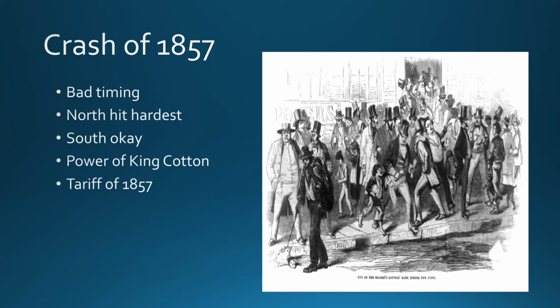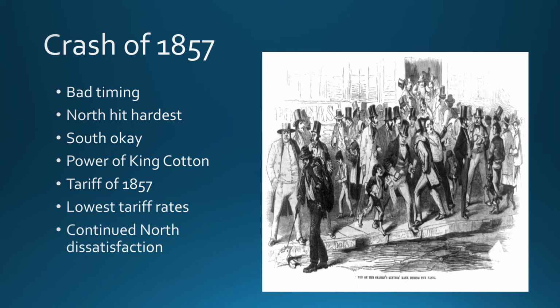The crash of 1857 will lend itself to the tariff of 1857, which will lower tariff rates very, very low, the lowest basically since 1812. Again, Northerners generally were more favorable towards a higher tariff. It protected their industry, and so with the passage of this, they're going to continue to be upset and angry about the situation that's occurred.